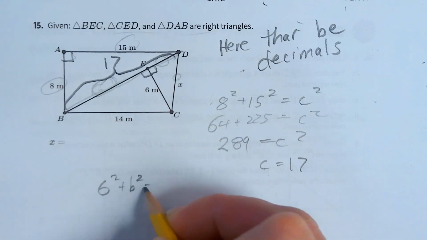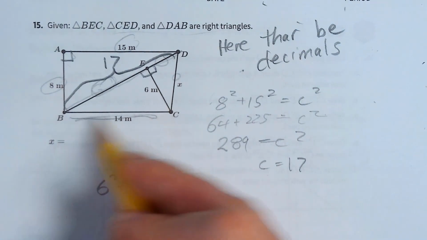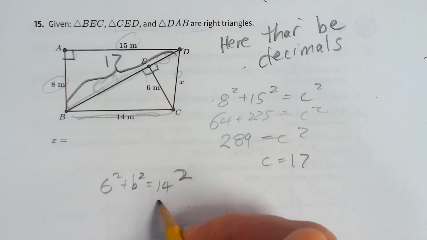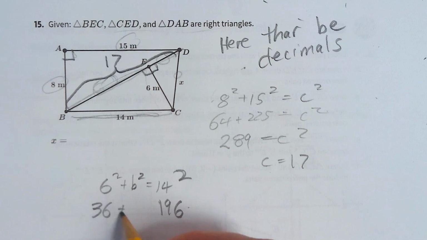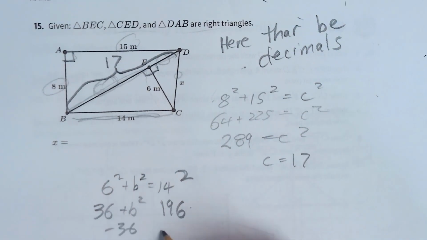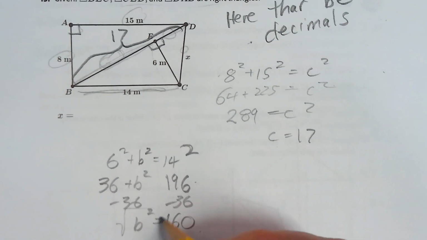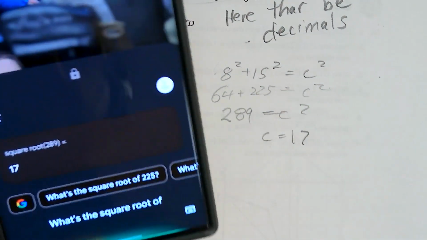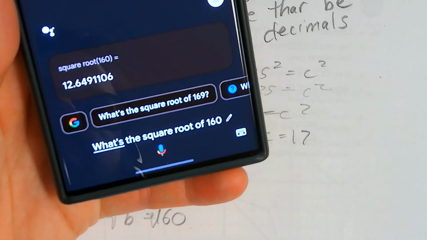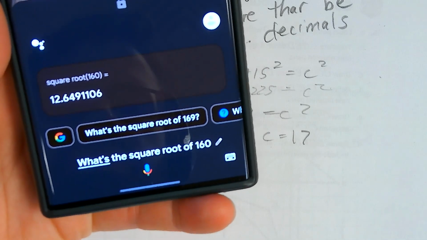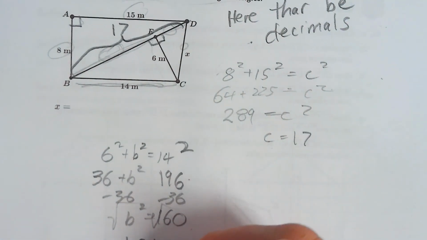Now 6 squared plus b squared equals 14 squared, because this is the hypotenuse of this right triangle. Oops, getting sloppy again. Does anyone know what 14 squared is? 196. That's 36. Subtract. Okay, 160. That's not a square number. What's the square root of 160? Google says approximately 12.65. We'll use 12.65, approximately.